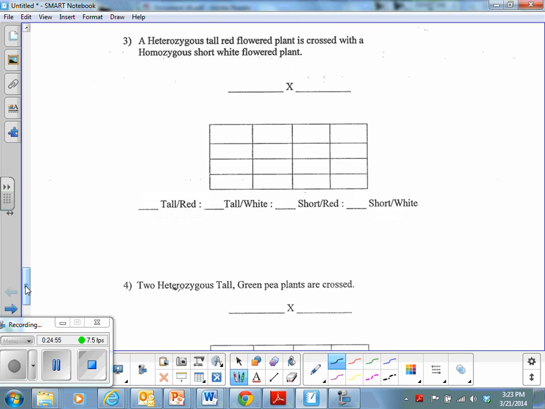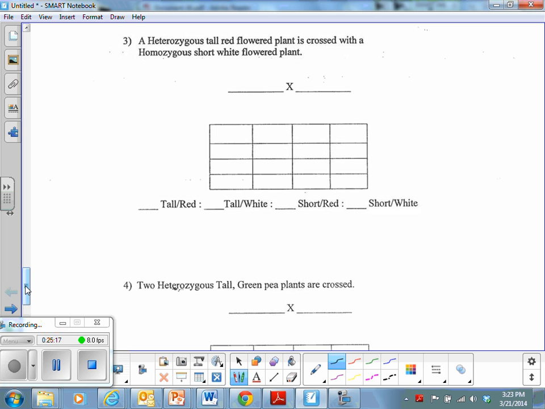Okie doke. Now we're in flowers. It says, a heterozygous tall red flowered plant is crossed with a homozygous short white flowered plant. So I don't have a key, so I need to make one first, so that way I can keep my brain straight. All right, so it says heterozygous tall red. I'm just going to use A's and B's because that makes my heart happy.